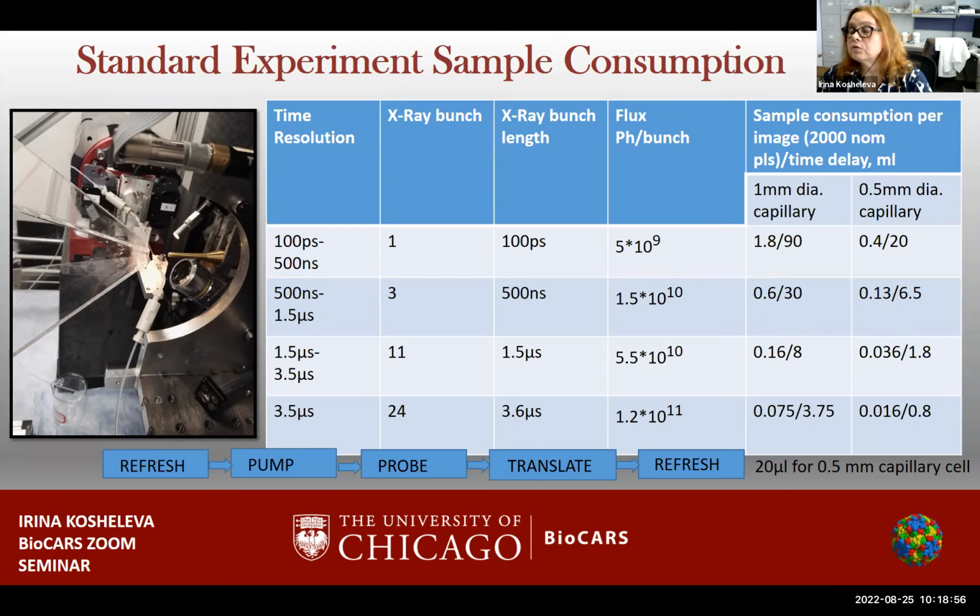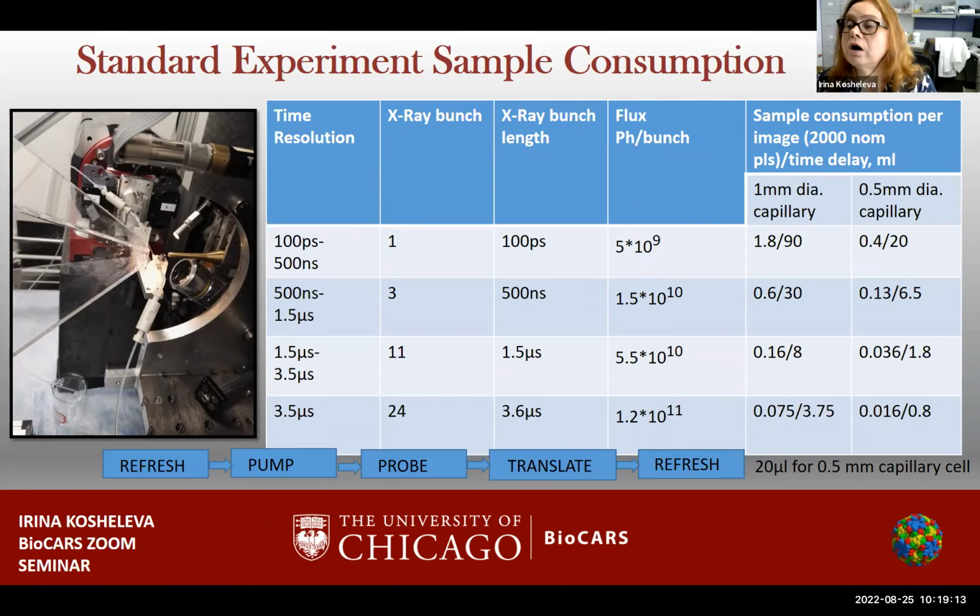which would be 0.4 milliliters. It's a very big value. And so if we think that we need 50 images to collect time resolved data, then it would be 20 milliliters for only one data point.